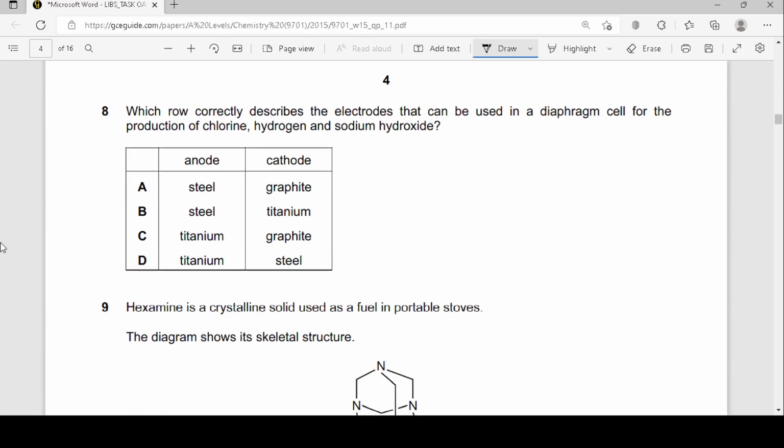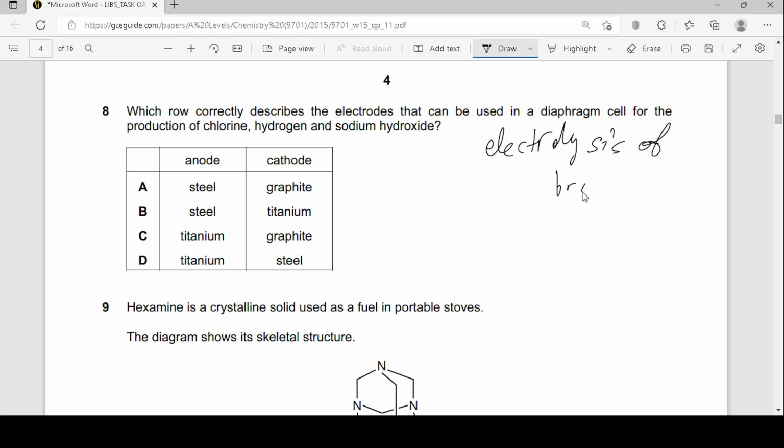Question 8. Which row correctly describes the electrodes that can be used in a diaphragm cell for the production of chlorine, hydrogen, and sodium hydroxide, which is basically electrolysis of brine, which is concentrated, what is it, concentrated NaCl, am I right? I literally don't even remember what brine was. I think it should be concentrated NaCl, right? Yeah, it's concentrated NaCl.